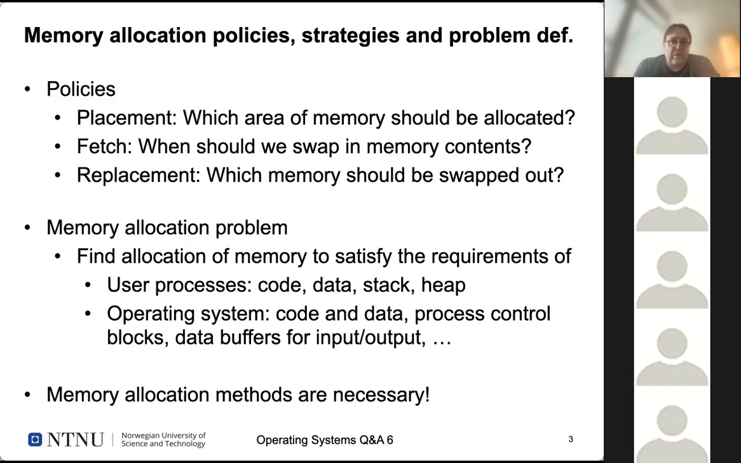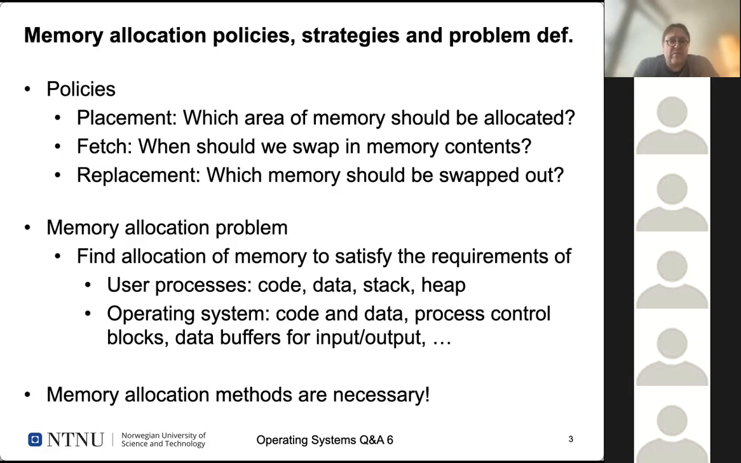And the first thing we took a look at here more closely is the memory allocation problem. So the memory allocation problem is the problem to find an allocation of memory that satisfies a number of requirements. And these requirements can come from user processes. So we need memory for code, for static data, and for dynamic data, which can be stored on the stack and on the heap. So local variables on the stack, malloc allocations on the heap.